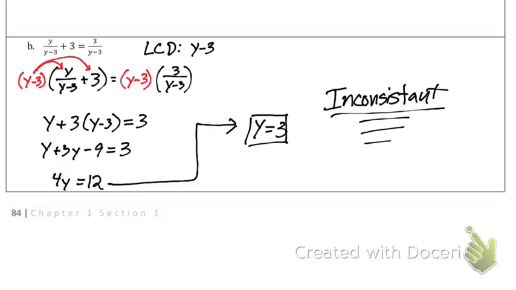We have y equals 3, right? So it looks like it's conditional because I came up with one answer. What happens when I plug 3 back into the original equation? It cancels out. I will have 3 over 3 minus 3, which is 3 over 0, which is undefined. So it's inconsistent. This is actually an extraneous solution.